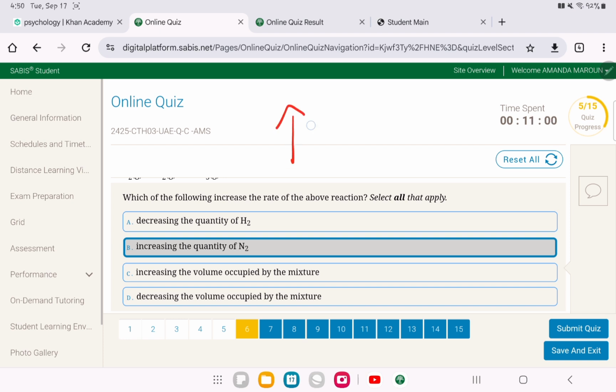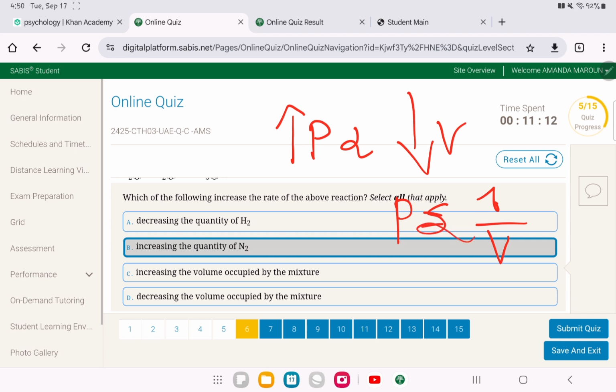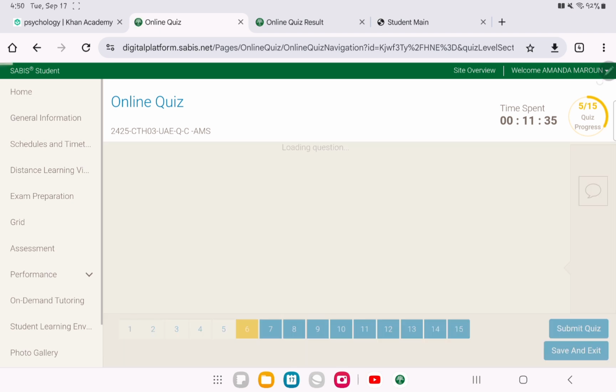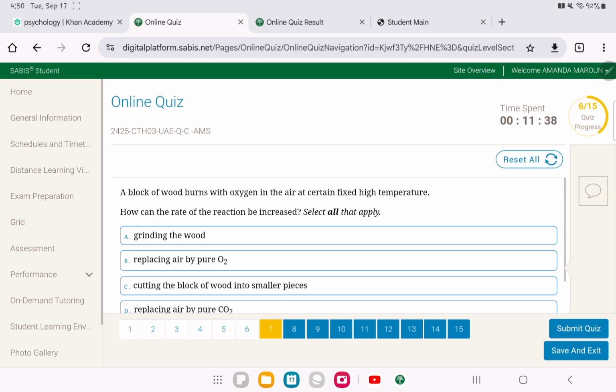So the more you increase the pressure, the more you decrease the volume, because they are inversely proportional. So the pressure is proportional to 1 over V. If you increase the pressure, the volume is going to decrease, and if you increase the volume, the pressure is going to decrease. But for now, to increase the rate, you need to increase the pressure but decrease the volume. You need to increase the temperature and you need to increase the concentration as well. And you can also add a catalyst. Now, also you can increase the surface area.